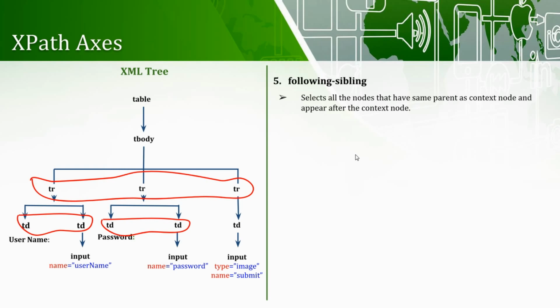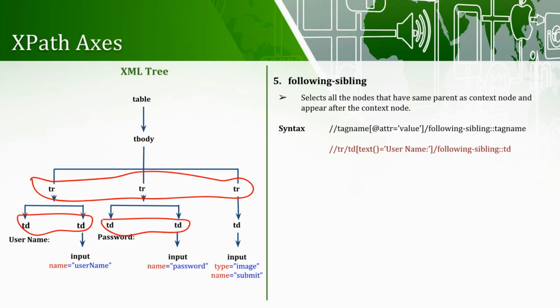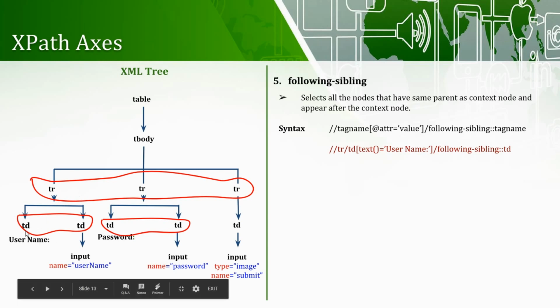Let's consider the syntax. The syntax is /tag name[attribute=value]/following-sibling::tag name. There should be a hyphen between following and sibling, then double colon, then tag name. Now here is an example that I am going to explain for better understanding. /tr. Now there are 3 TR, so it can be any of the TR. Then I'm saying td[text()='username']. So any TD node where the text function equals username is true, that node will be selected as the current node. So this is the node, that is the username label.